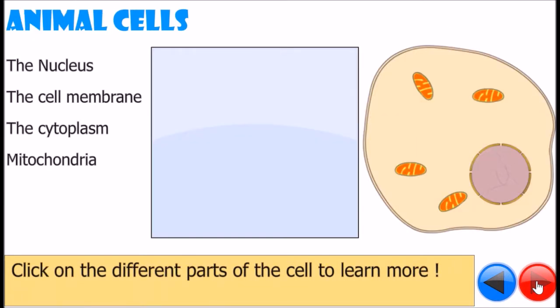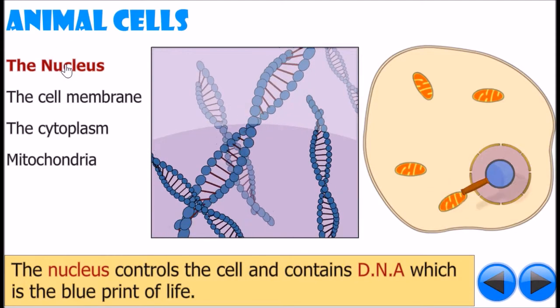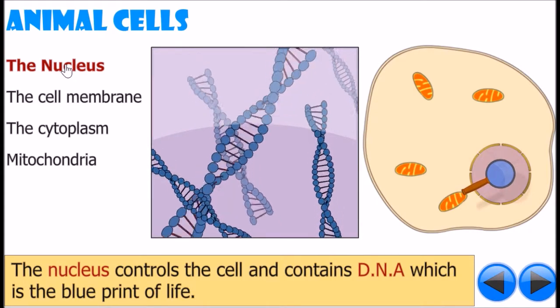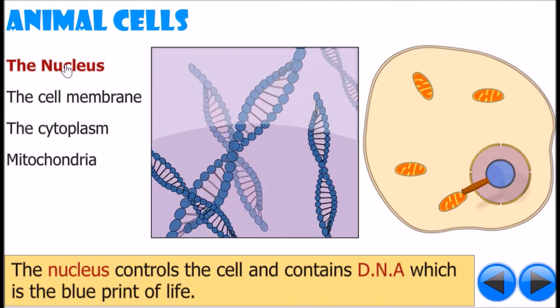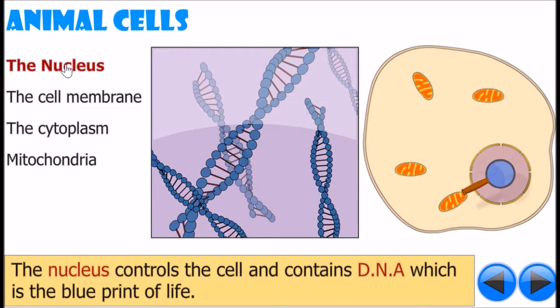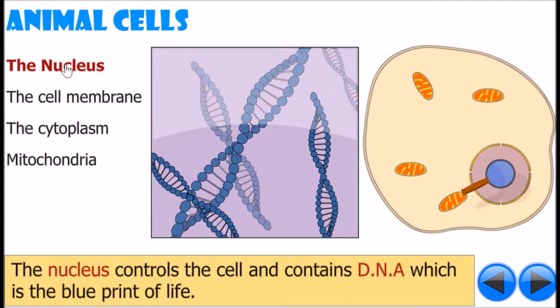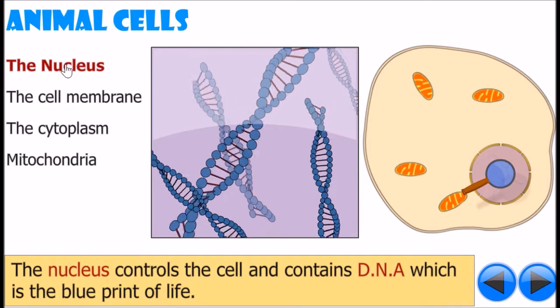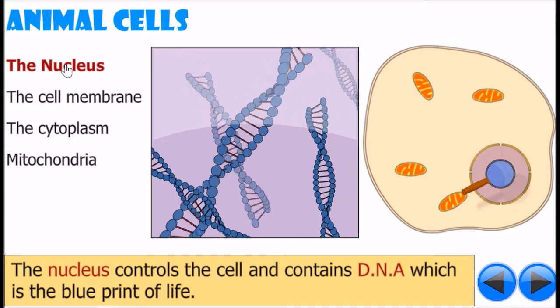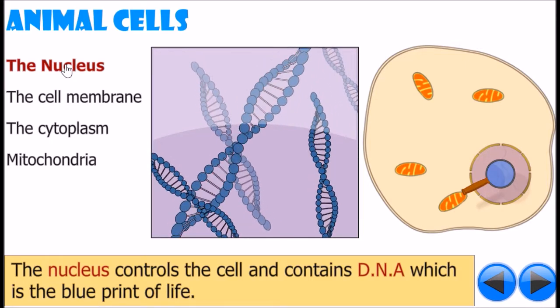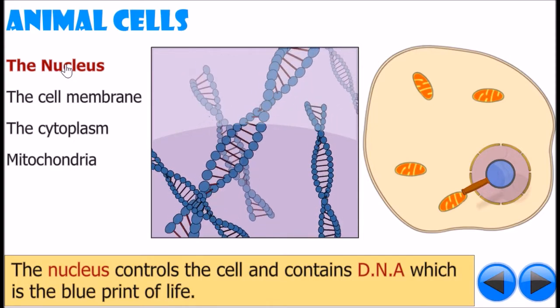Now let's look at the structure of an animal cell. This is the type of cell you'll find in your own body. So first of all, let's look at the nucleus, and in the nucleus we find DNA. And DNA is the blueprint of life. Just like you need a blueprint to build a house, we also need a blueprint to build living things, like foxes and elephants and people. The nucleus also controls what the cell does.